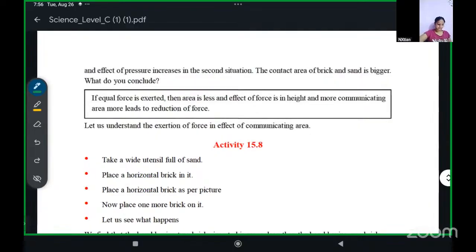Now, if equal force is exerted, then when the area is less, the effect of force is higher, and when the area is more, it leads to a reduction of the effect of force. Let us understand the exertion of force in effect of contact area.